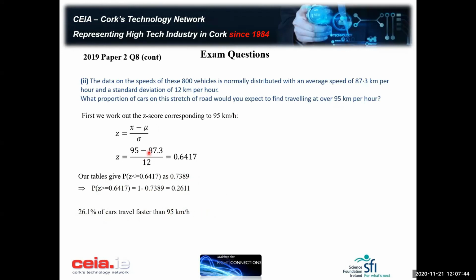Now, you might wonder why we use just sigma rather than sigma divided by the square root of n. And that's because for this part of the question, we're just looking at our 800 vehicles. We're not comparing them with the larger population. So for this part of the question, the sample is the whole population, and we use the full sigma.